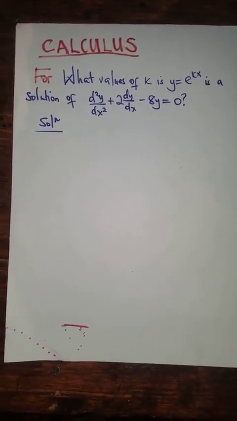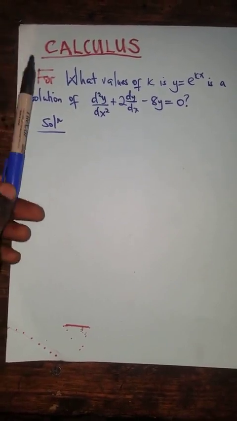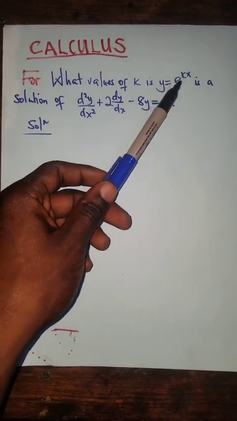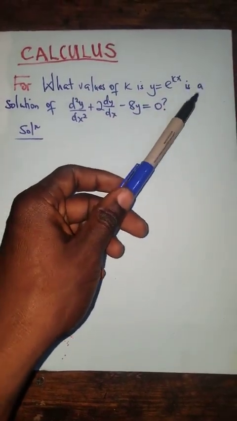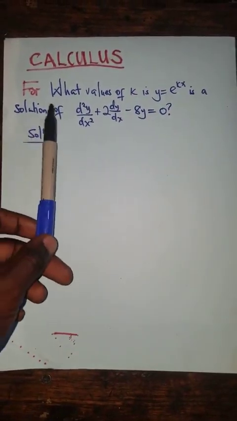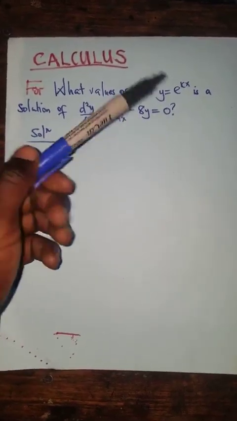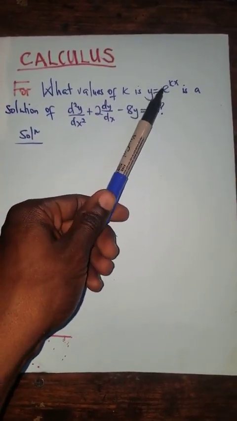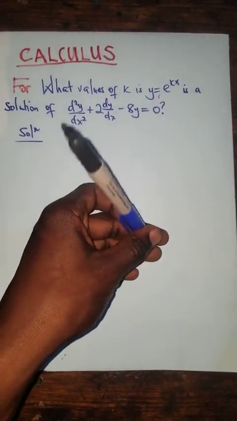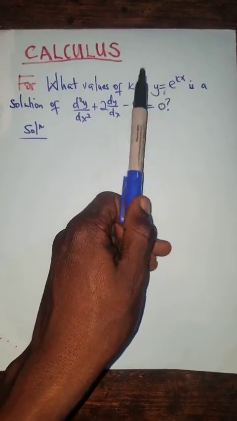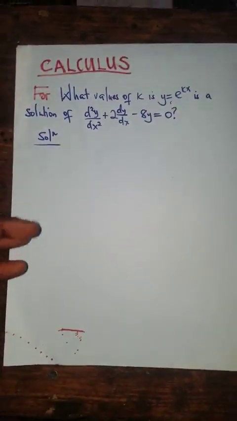So with me I have a question under calculus which says: for what values of k is y equal to e to the power kx a solution of this differential equation that you see here? Okay, so we have this function y which is equal to e to the power kx, and we are asked for what values of k this function is a solution to this differential equation.